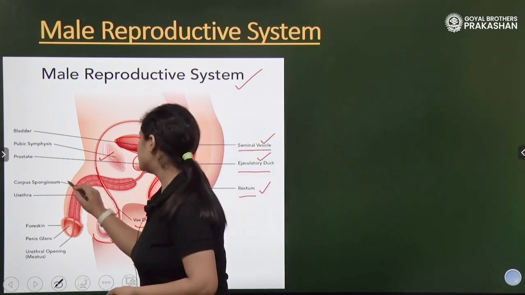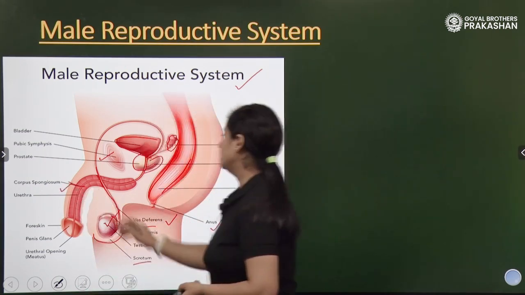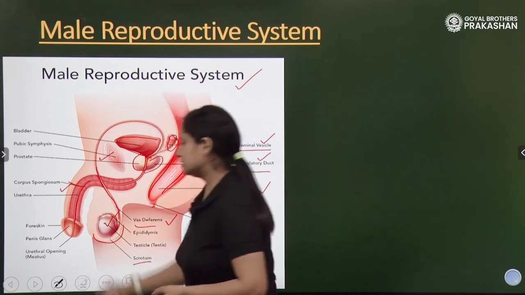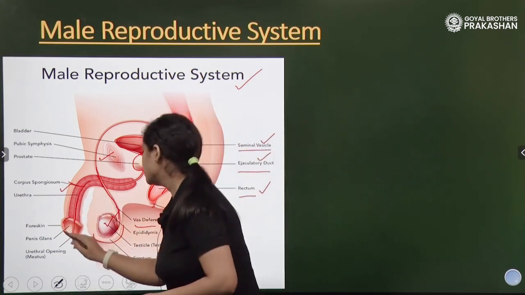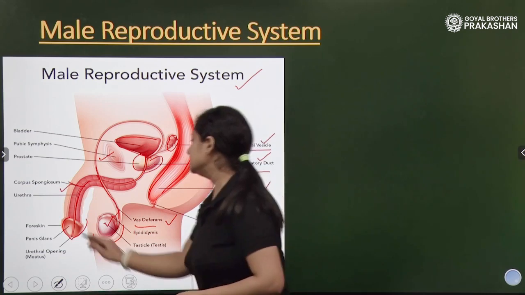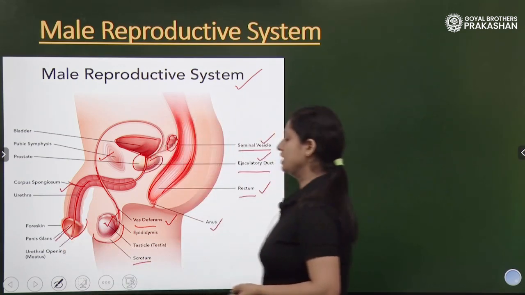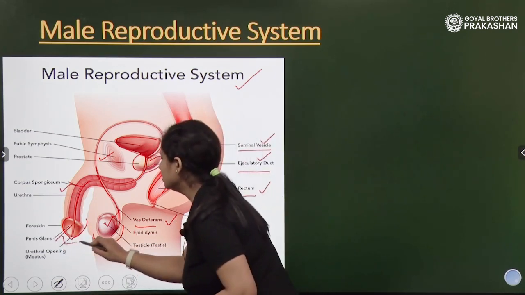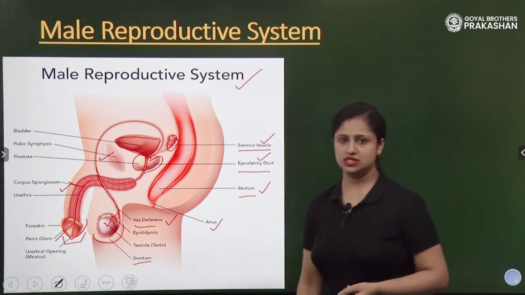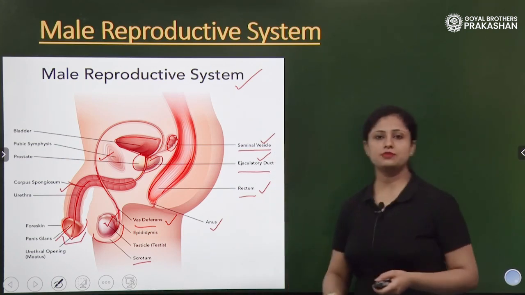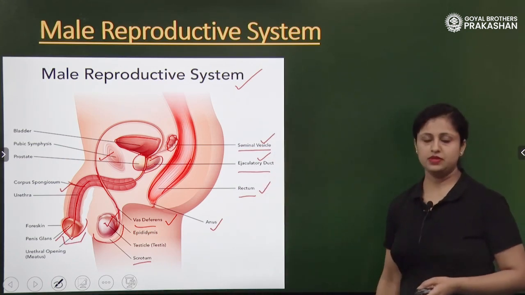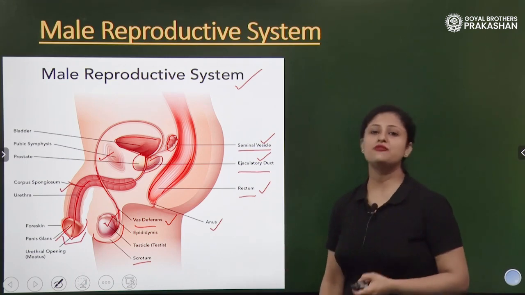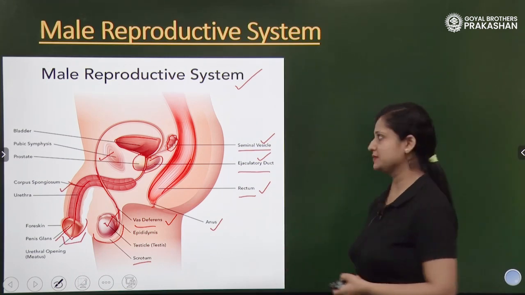Now, this is corpus spongiosum. This part is urethra. This is foreskin. This is penis glands, and this opening is urethral opening or meatus. Now, let's discuss about all these parts in more detail along with their functions and some descriptions.